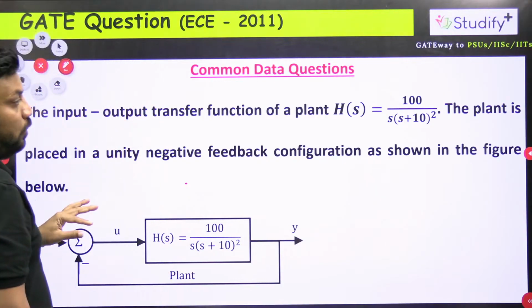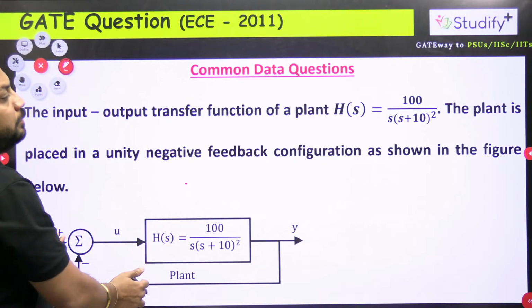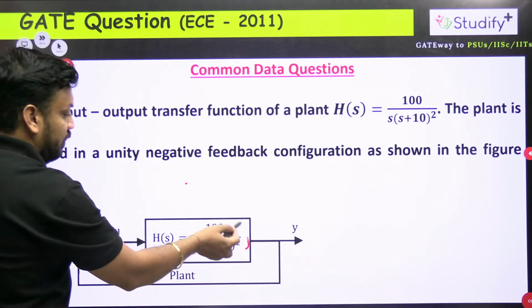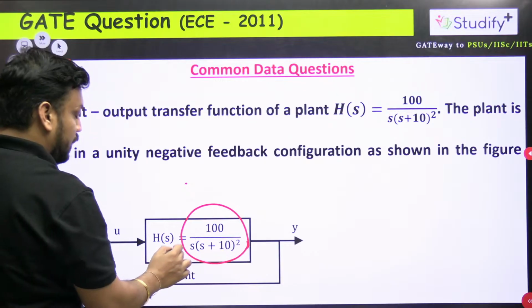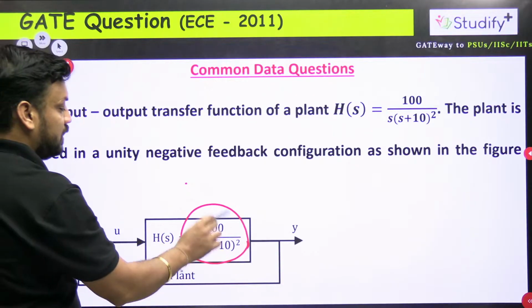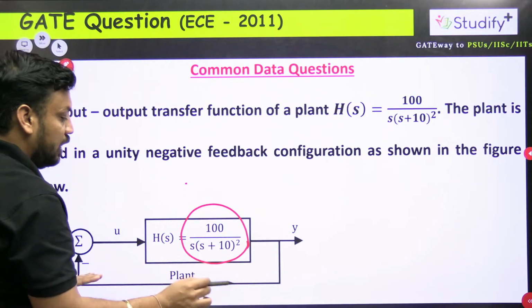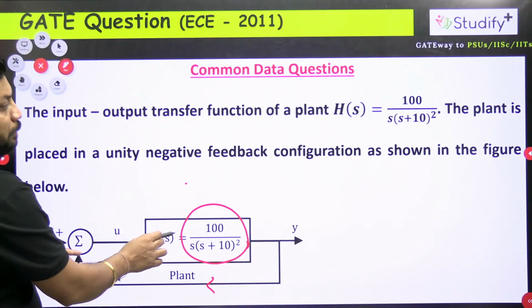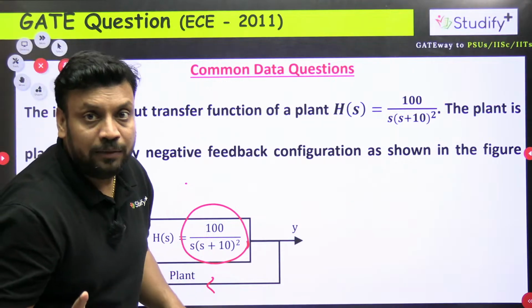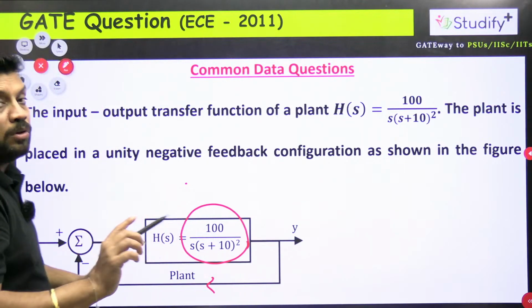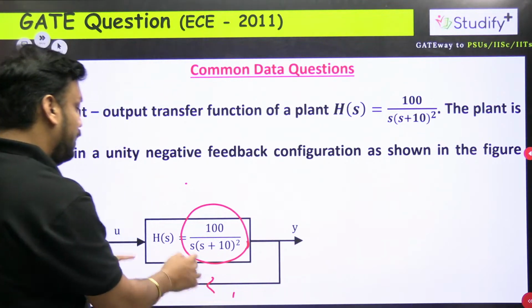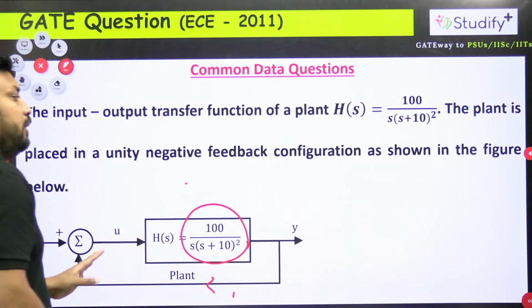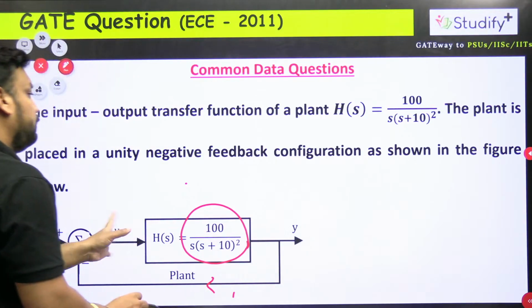So what you need to note from this common theoretical part is that the open loop transfer function of the plant is 100 upon s into (s plus 10) whole square. The general notation of feedback is H(s) and the OLTF forward path parameter is G(s), but here H(s) is given a bit differently, so you should not get confused. Feedback is also 1. Okay, now what is the examiner asking?